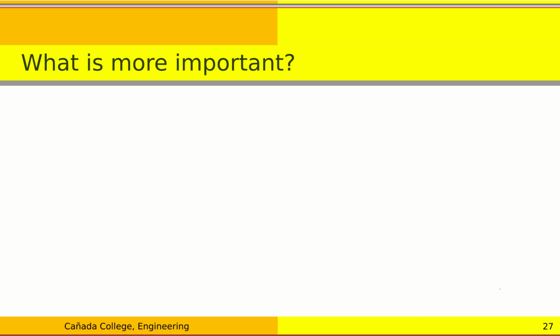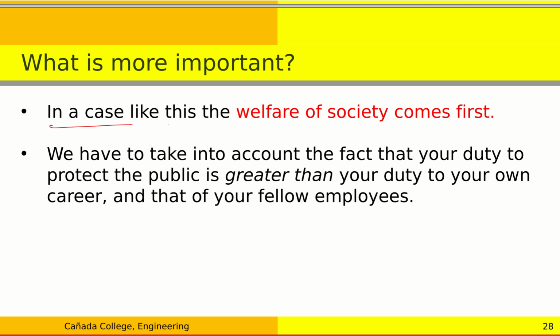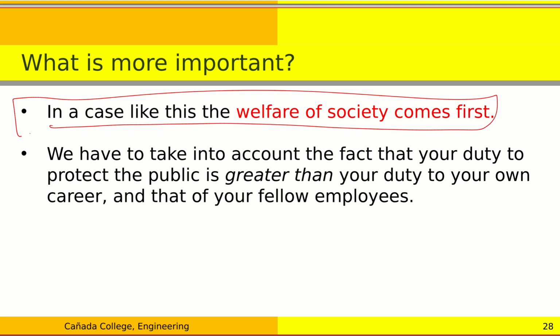So again, you see, it's a very hard choice, right? But now, what is the more important thing? Well, welfare of society comes first, because that's what the code of ethics tells us to do, right? And so you have to take into account that your duty to protect the public is greater than your duty to your own career and that of your fellow employees. Again, an extremely hard choice, right?